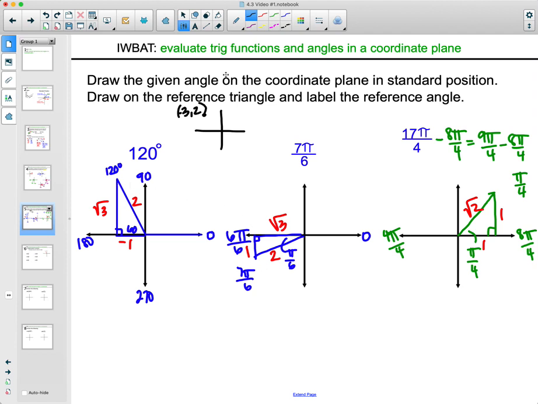On this second one, again, here's the origin. So this would be negative square root 3. This would be -1. And the hypotenuse is always positive every single time. And then this one would be 1, 1, because it's in the first quadrant. So +1, +1. Just remember to put your negatives on there as well.